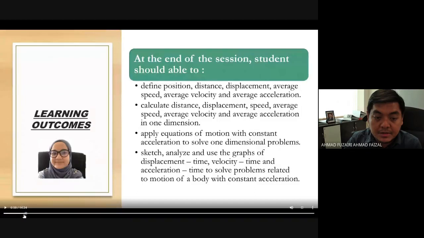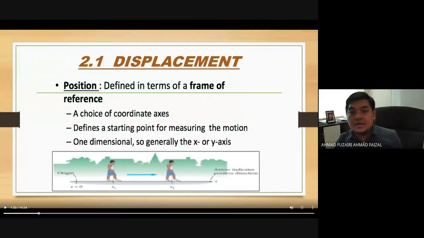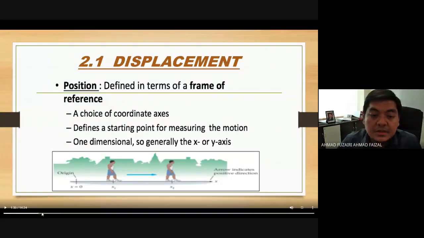Maybe the madam already stated displacement. Okay, starting with the displacement. Anyone? Ada yang tak faham apa-apa, mungkin nak tanya apa-apa, boleh tanya terus, sementara saya teruskan dengan displacement. Okay, so this is displacement.